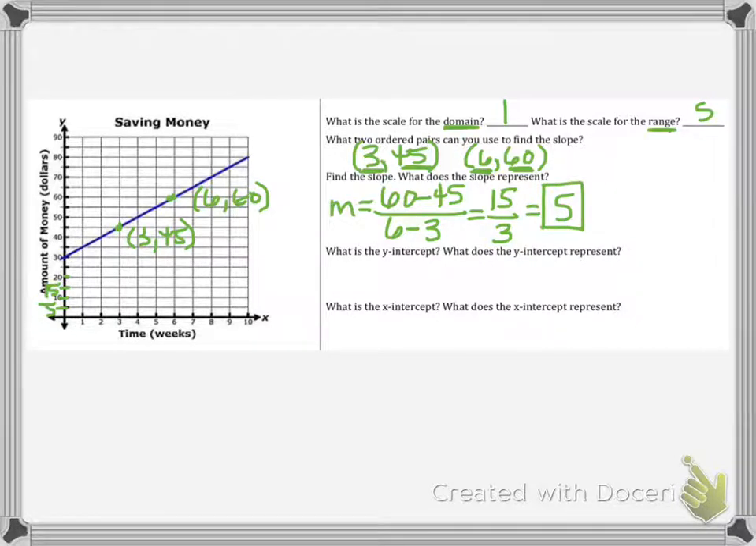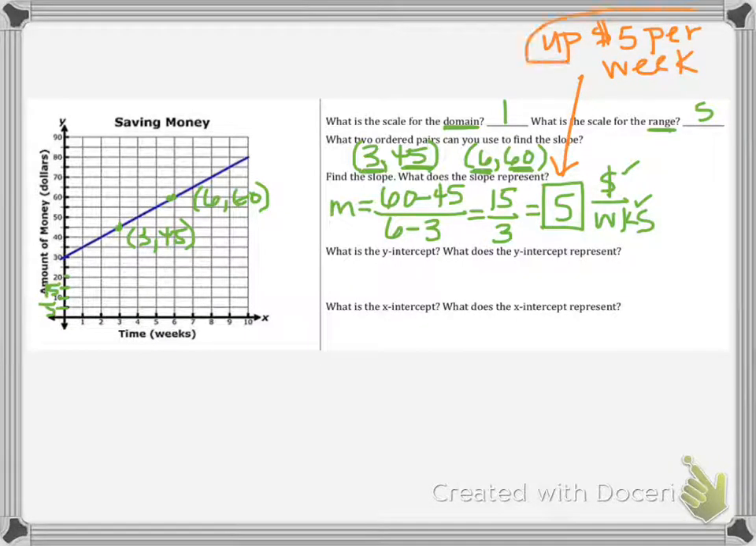So 5 is my slope. Now to make it rate of change, we've got to add units to that. So the rise, my y values, which is on top, that's money. And then my run is weeks. So this means $5 per week. So let's go ahead and write that out. And that would actually be my rate of change. I write it up here. And it looks like it's going up because it's positive. So up or increasing $5 per week.